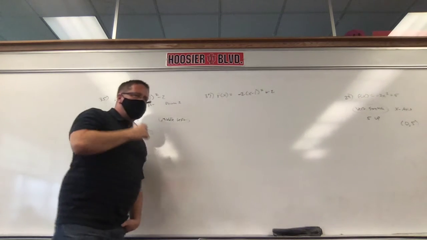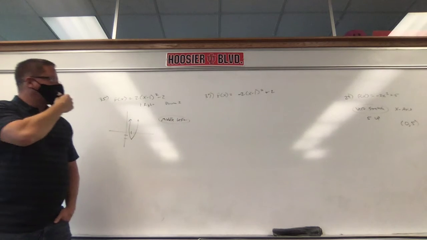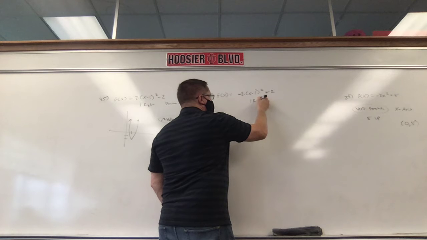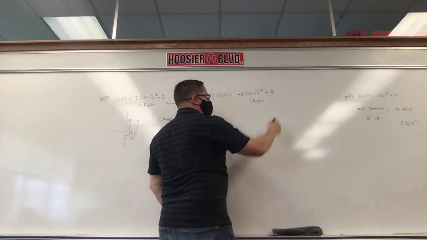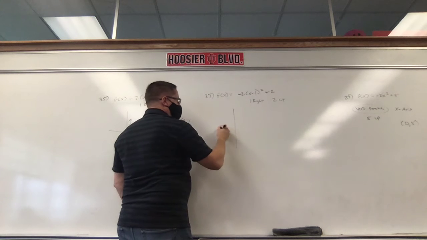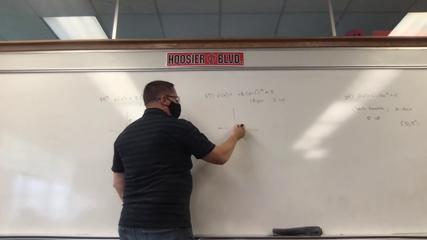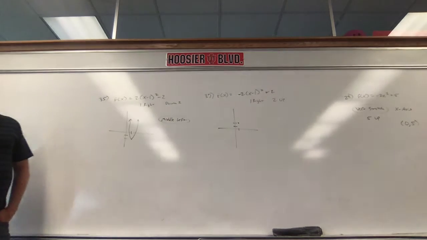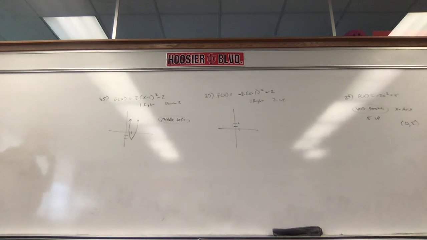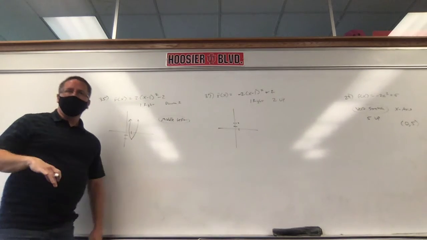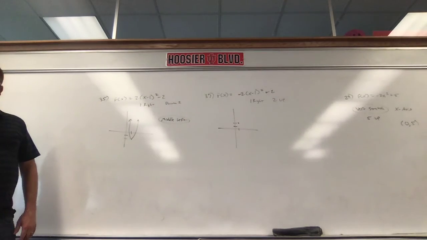So I'm going to describe this thing, and I'm going to plot the vertex. The minus 1 with the x moves it 1 to the right. The plus 2 off by itself moves it 2 up. So we're going to go 1 to the right, and up 2, put a dot. This time the parabola is going to flip upside down because of the -2 out front.